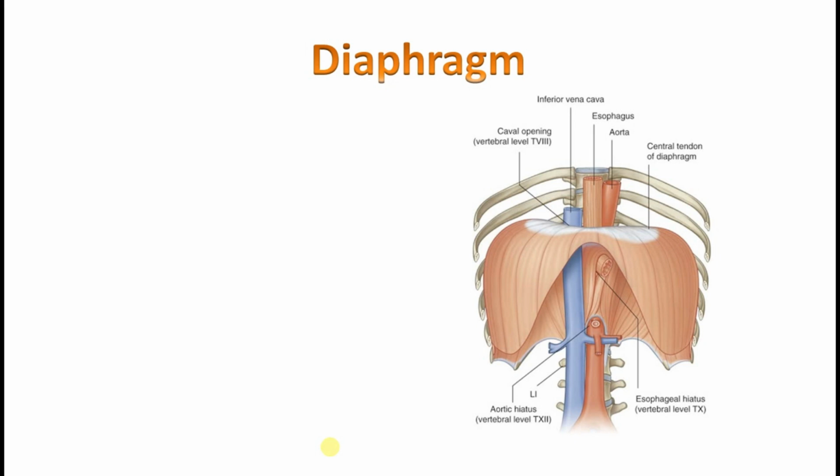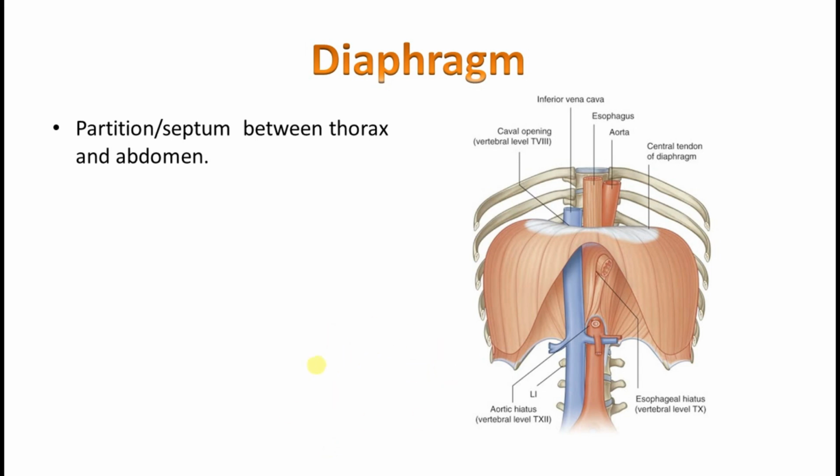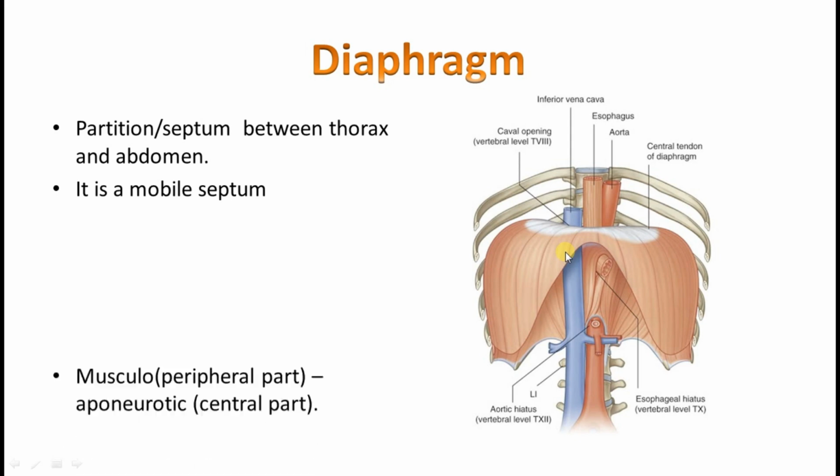It is also called the thoraco-abdominal diaphragm because there are various diaphragms in our body. We have the pelvic diaphragm, the urogenital diaphragm, the oral diaphragm. Okay, so the main principal largest diaphragm in our body is the thoraco-abdominal diaphragm, a musculo-tendinous structure which divides the thoracic cavity from the abdominal cavity, and it is a mobile partition or septum. It moves with respiration, so it is a mobile septum.